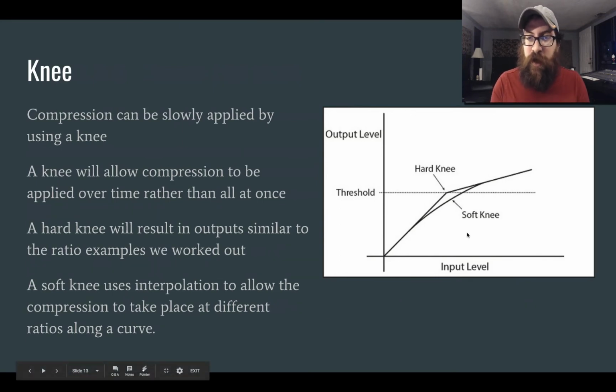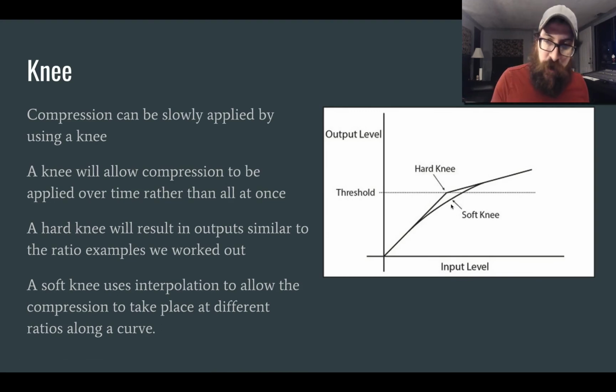And you can kind of see that in the graph. There's a hard knee at the top, which has an angle on it, like a real strict angle. And there's another one that has a curve. That's a soft knee. So a hard knee results in similar outputs to the ratio examples that we spoke about. And the soft knee uses interpolation in order to allow the compression to take place at different ratios along this curve. So all that means is that there's a curve here and there's different ratios of compression being applied along the curve. And then once we get outside of that curve, we go right back to the original amount of compression like we discussed first and we did those equations about.